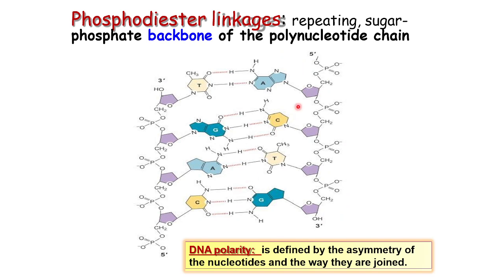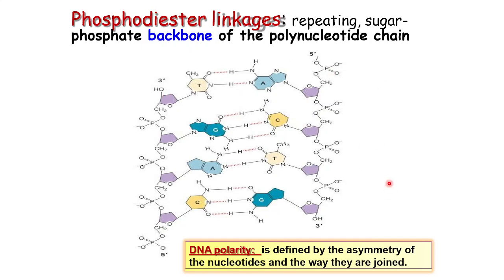So phosphodiester linkages is basically the repeating sugar phosphate backbone of the polynucleotide chain, and there is a DNA polarity that's defined by the asymmetry of the nucleotides by the way they are joined. So if something goes from 3' to 5', the other chain must go from 5' to 3'. So if one strand goes from 5' to 3', so there is a 5'. What do you have over here? So you have a 5' phosphate group and a 3' OH, right? 5' phosphate, 3' OH.